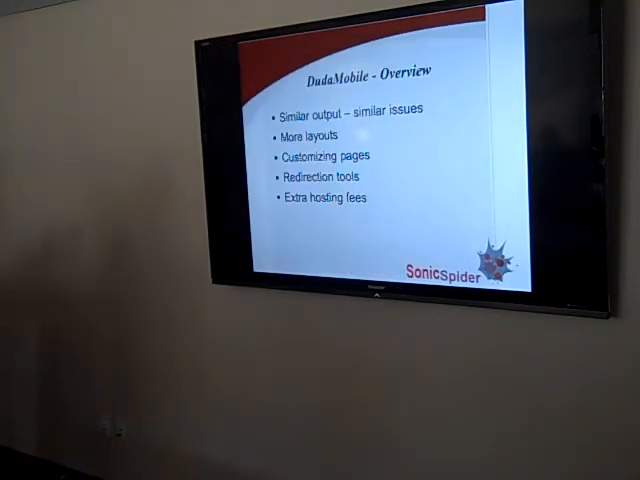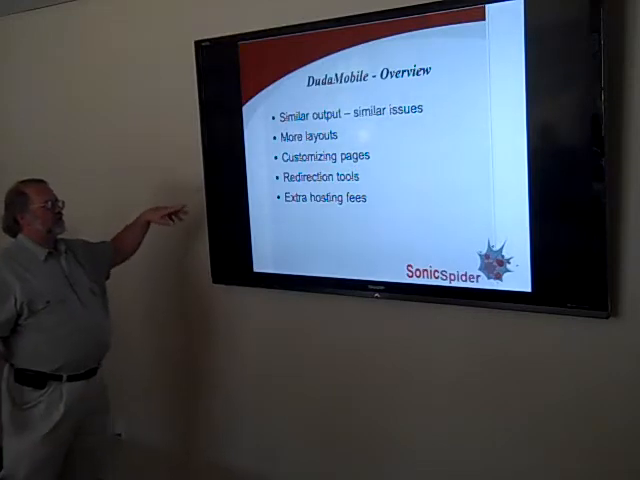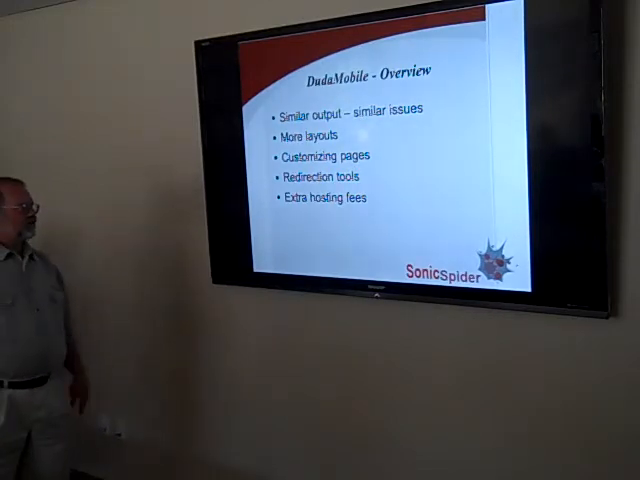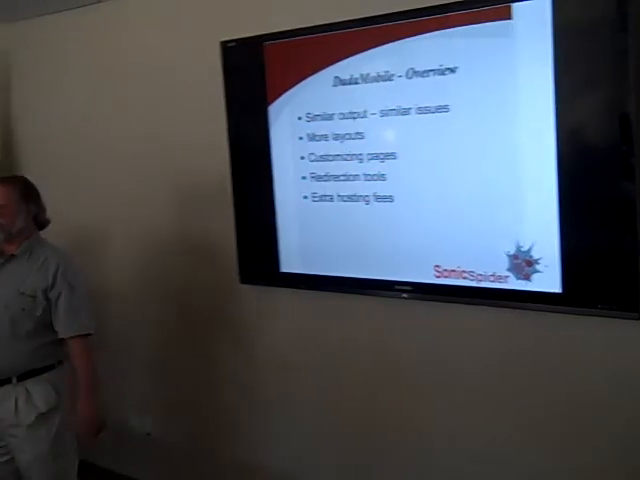So, similar issues. They have more layouts, a lot more selection of layouts, customization. They did have redirecting tools, and they do charge the extra hosting fee. So a lot of similarities, just a different way to put it in the package, so to speak, but a lot of similarities.